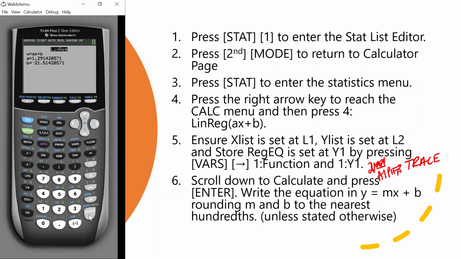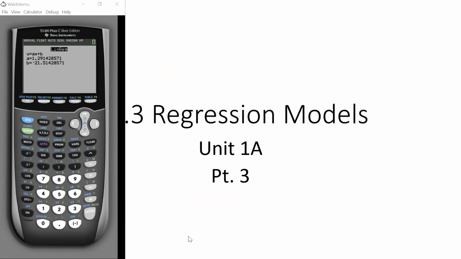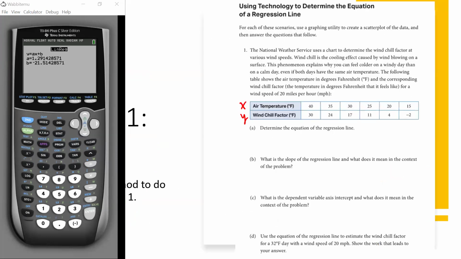So it tells me, after doing some thinking, that these are the values of my A and my B. So if these are the values of my A and my B, can I write an equation? Yes. So we have y equals, what is our A? Rounded to the nearest hundredth, 1.29x. B is negative, so it's going to be minus 21.51. Did we get all the same values?